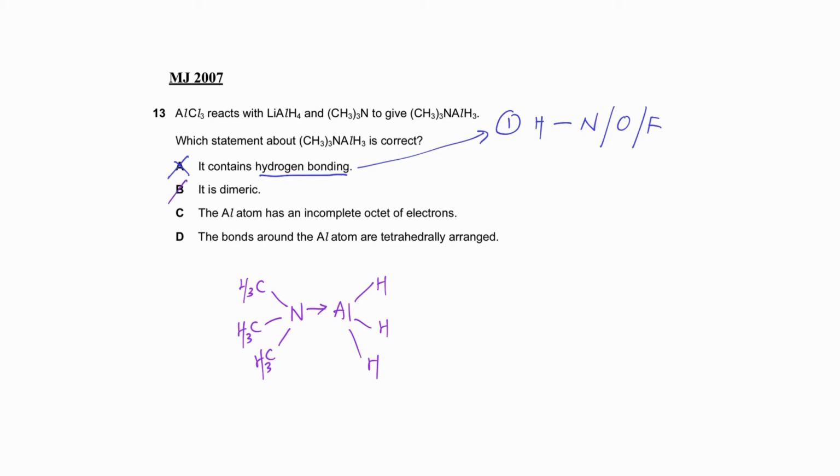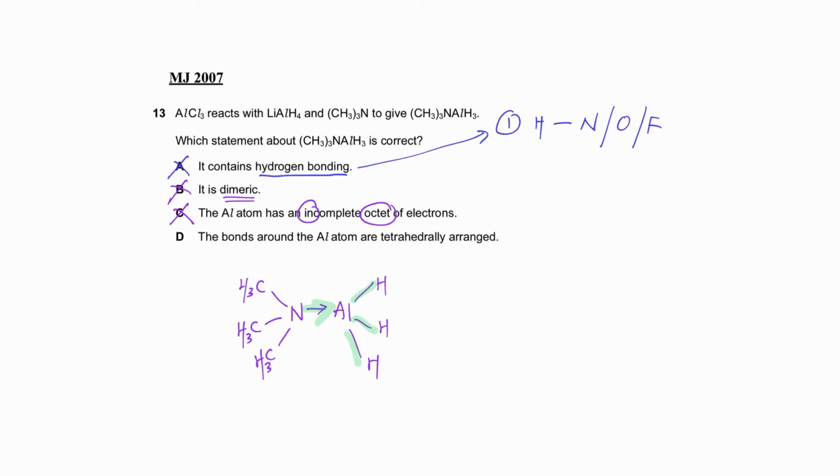Next, B is wrong because a dimer must be formed from 2 of the same molecules. Next, C. Octet arrangement means the atom achieves the full electron arrangement. In this case, the statement that aluminium has an incomplete octet of electrons is wrong. After sharing, aluminium has achieved the octet arrangement because it has received the lone pair of nitrogen to achieve octet. So it has 8 electrons after sharing, which is an octet arrangement of electrons.